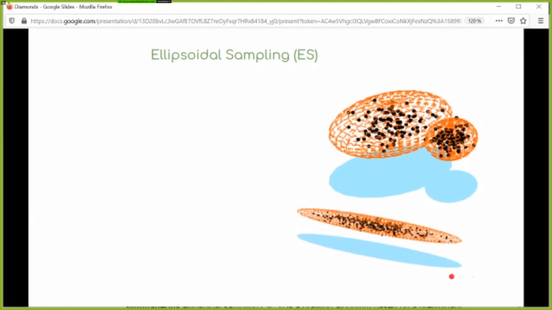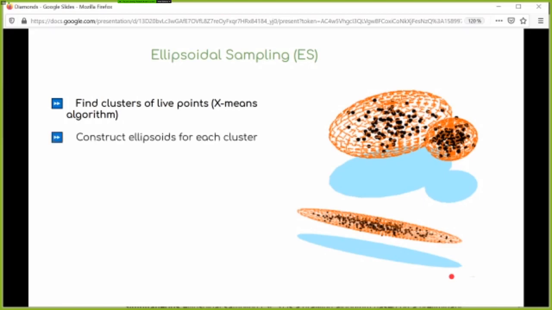So the ellipsoidal sampler is based on the cluster algorithm. And the cluster algorithm also identifies groups of points that are clustering around a common center of mass. During the nested sampling process, the algorithm checks how many clusters can be found and therefore computes a k-dimensional ellipsoid for each of them. The X-means clustering is a variation of the k-means clustering that treats cluster allocation in a different way.